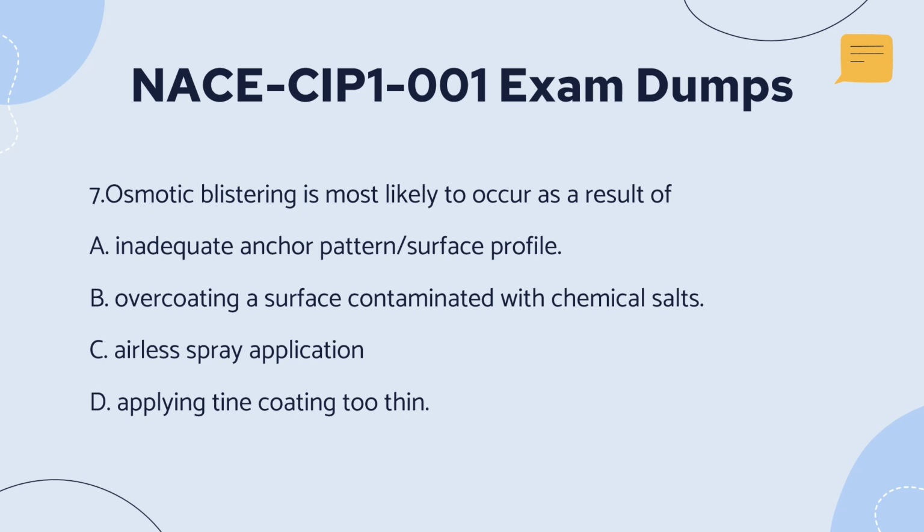7. Osmotic blistering is most likely to occur as a result of: A. Inadequate anchor pattern, surface profile. B. Overcoating a surface contaminated with chemical salts. C. Airless spray application. D. Applying the coating too thin.